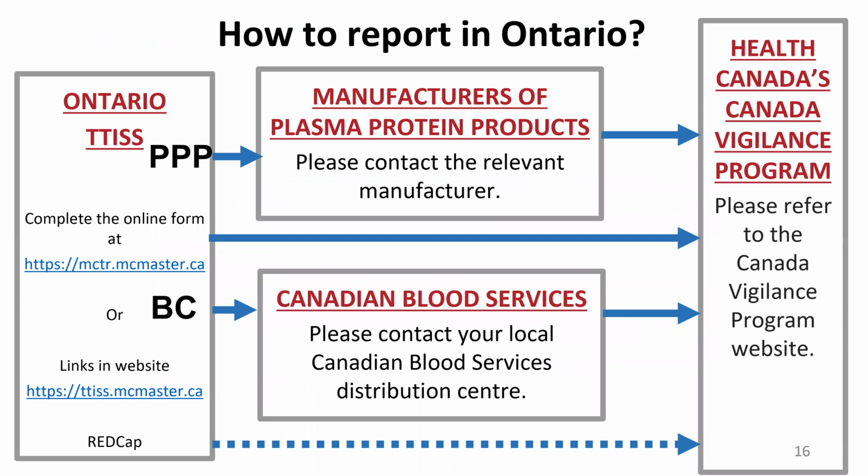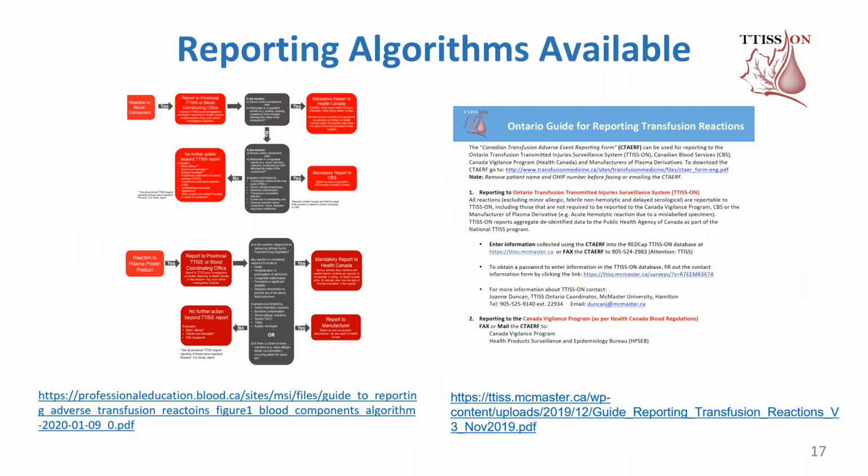So how do we report in Ontario? Specifically, you can go to the Ontario TTISS and complete the online form. That's it for Ontario TTISS reporting, for every reaction you have. You can then decide if you need to print it off to send to the plasma protein manufacturers or Health Canada, if it was a reaction due to plasma protein products, or if it was a reaction due to blood components, you would send it off to Canadian Blood Services. If it's something you did in the lab, such as pooling blood and contaminating it, you need to also directly report to Health Canada, the Canada Vigilance Program. We have reporting algorithms available both on the Canadian Blood Services website on the left and also from the TTISS website on the right.